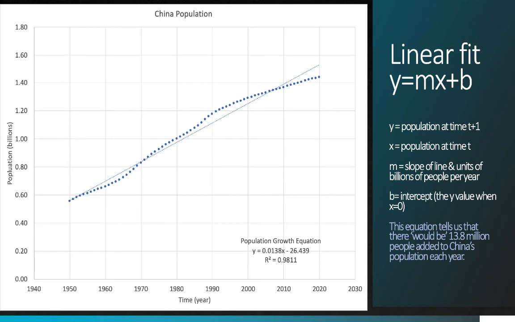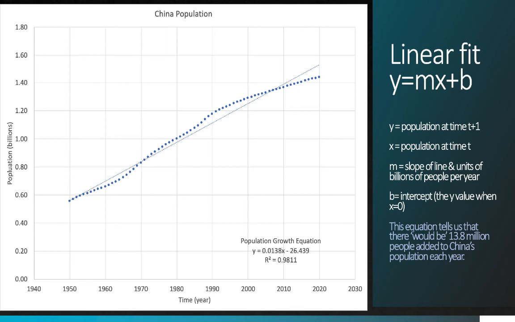The most interesting number from this line is the slope, which tells us that 13.8 million people were added to China's population each year on average between 1950 and 2020. If we take that number and multiply it by 80, which would be the difference between 2100 and 2020, then we would estimate that China would add another 1.1 billion people in the next 80 years.